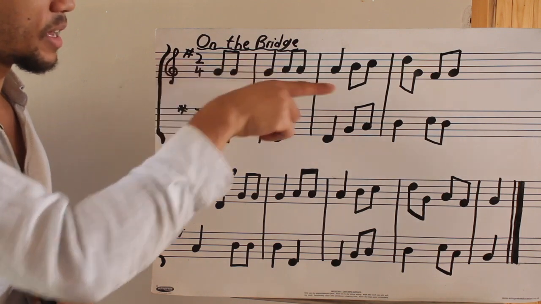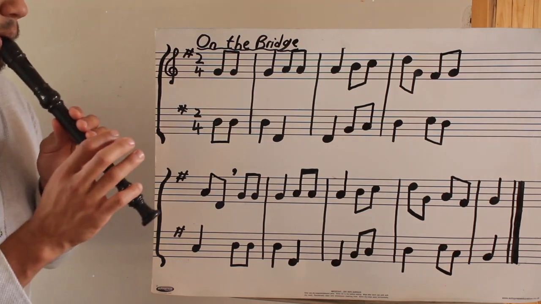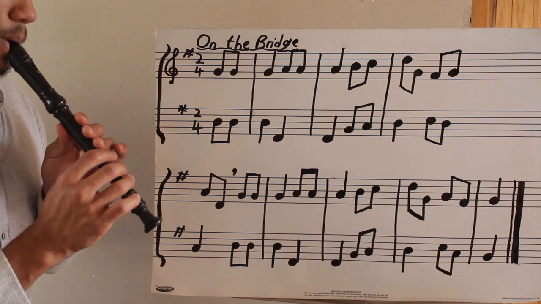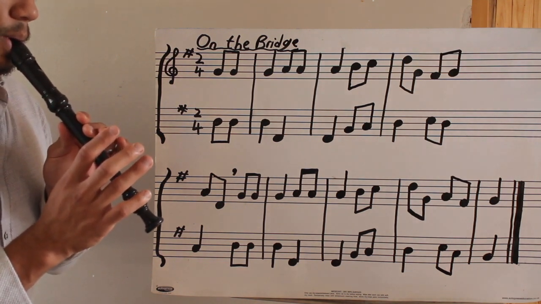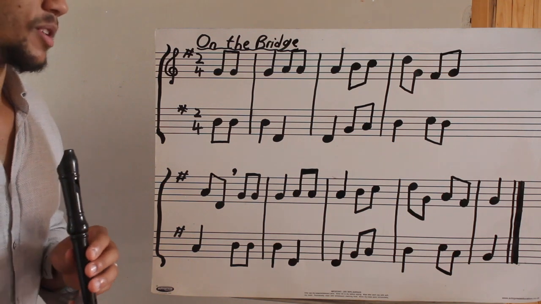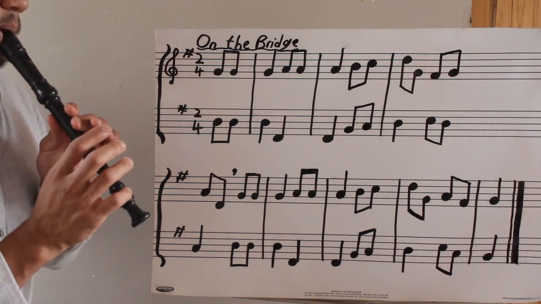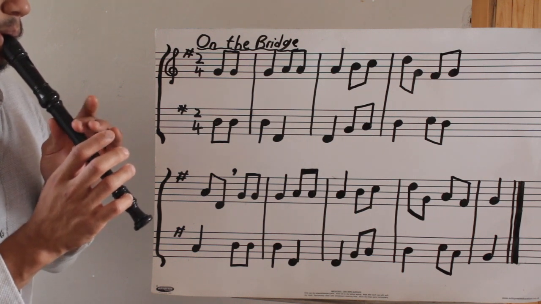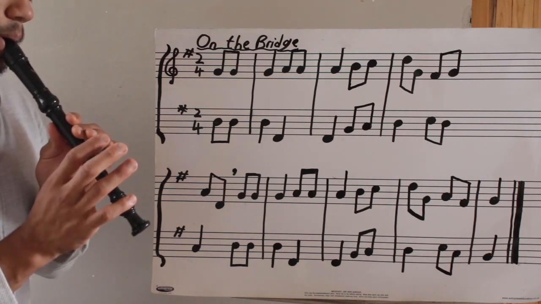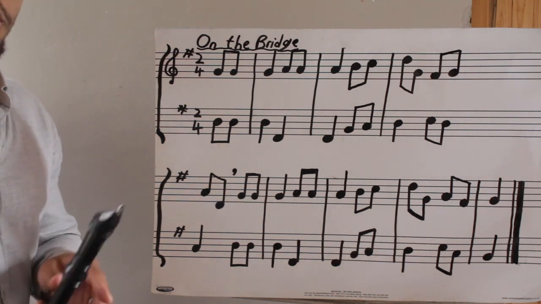Let's try this whole melody line from the beginning to the end, and I'm going to give a count of 1. So get ready. 1. Now let's slow it down quite a bit. After a count of 1.